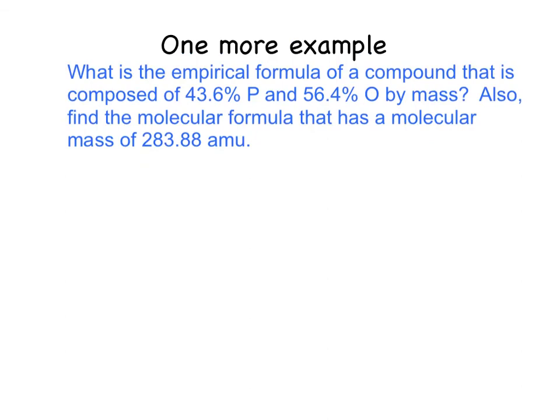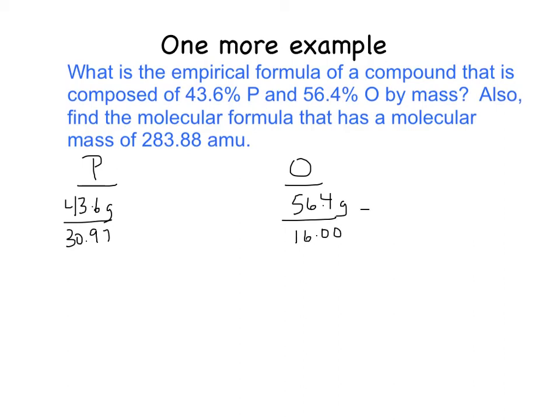And here's one more example. This one only has 2 elements in it, phosphorus and oxygen. So I'm going to go through each of the steps right here. I'm going to label them, phosphorus over here and oxygen, that way I don't get them mixed up when I get my numbers at the end. It's so easy to get those mixed up. So I start out with 43.6 grams of this and 56.4 grams of that. Divide each by their molar mass from the periodic table. 30.97 here and 16.00 here for oxygen, and I get a number.